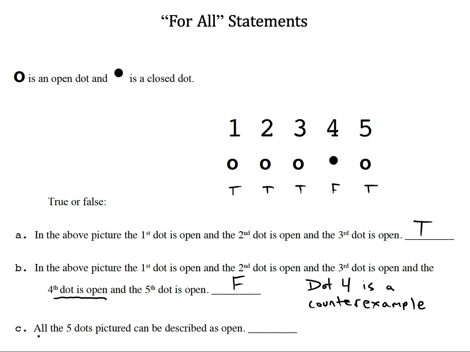And so when it comes to this last statement, that all 5 dots are open, that's just another way of stringing together several ands in a row, saying that all the dots meet this criteria of being open, but we know that they don't because of dot 4. And so the generalization there is false because of the counterexample dot 4.